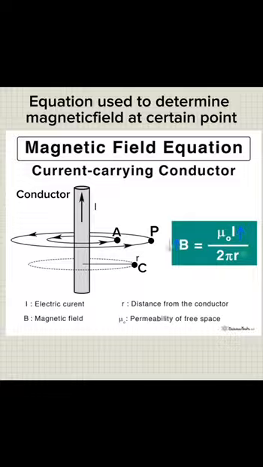R is the distance from the conductor to any desirable point. For example, from the conductor to point C. The magnetic field at point A is stronger than at point B.